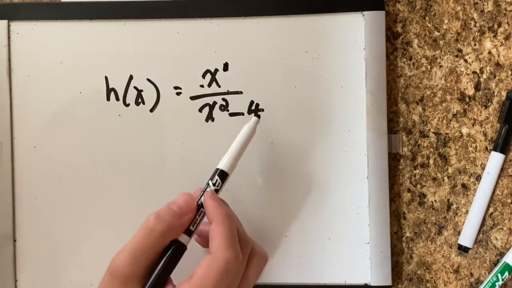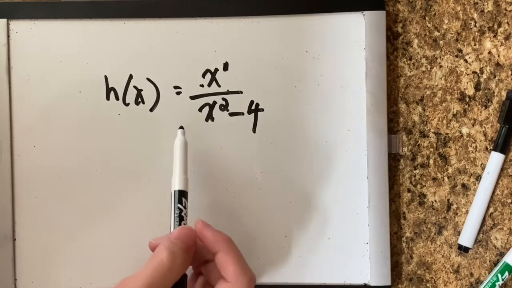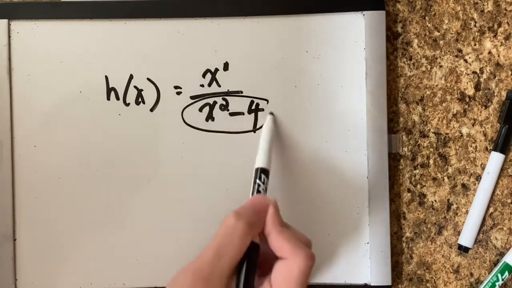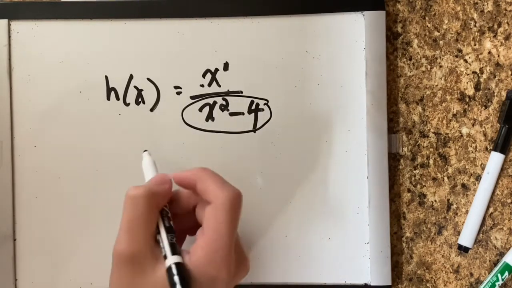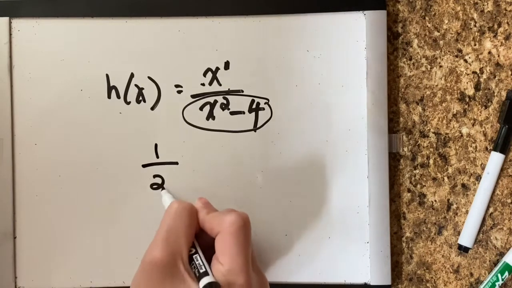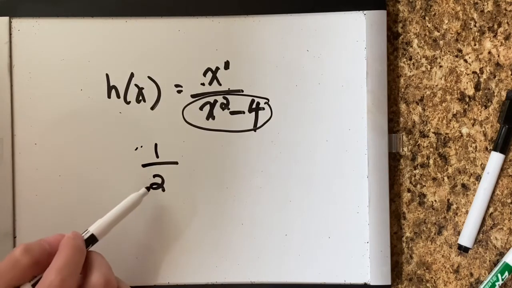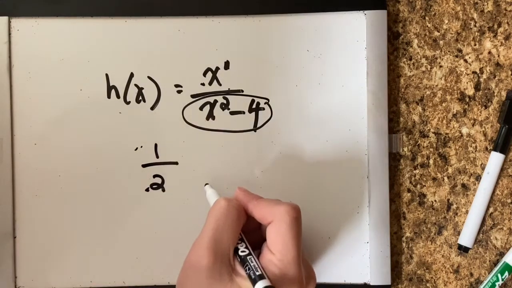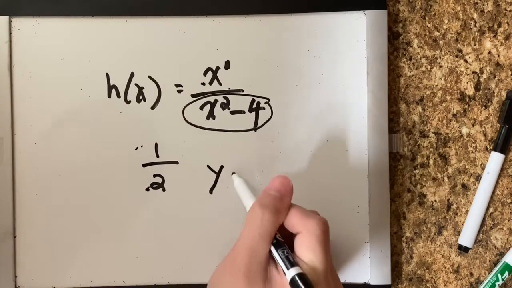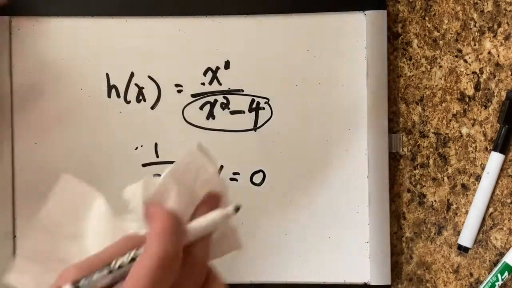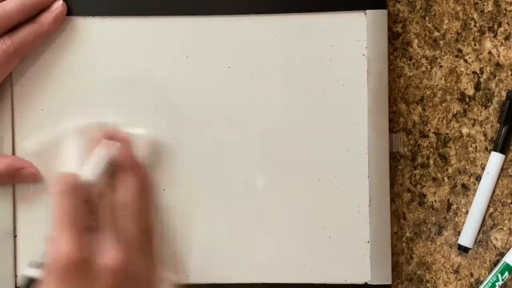Then let's take a look at the denominator. We have one variable, x squared. So the degree of the denominator would be 2. So it'll be 1 over 2. Because the degree of the numerator is smaller than the degree of the denominator, your horizontal asymptote will be y equals 0. So super simple. Let's take a look at a second example.